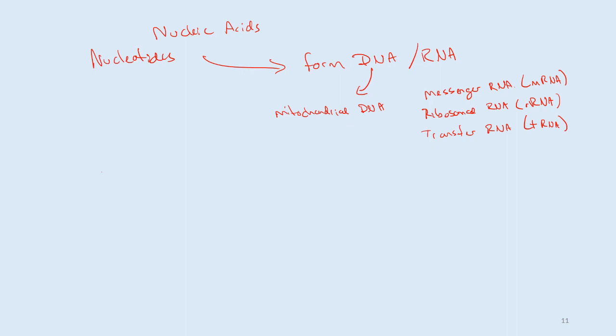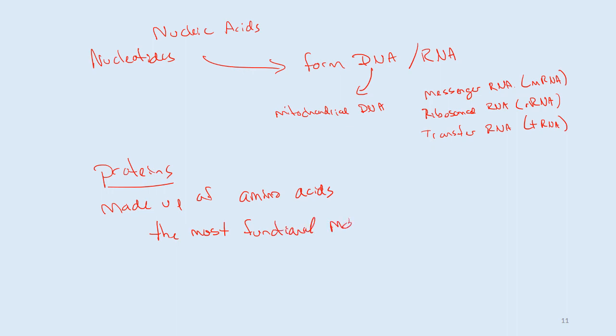Last ones are proteins. Made up of amino acids. Right? Try to keep in mind, there are like 20 amino acids out there that make up all the proteins that we need and use. But they are created from transcribed genetic material. And they are pretty much the most functional molecule in organisms. Okay? Which leads us to our last things, but I'm just reading.